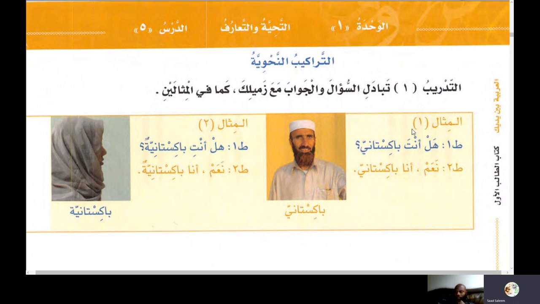Okay, al misalul awwal. Then one of them is the first student. Talibul awwal: Hal anta Pakistani? Talibus sani: Naam. Ana Pakistani. Good.